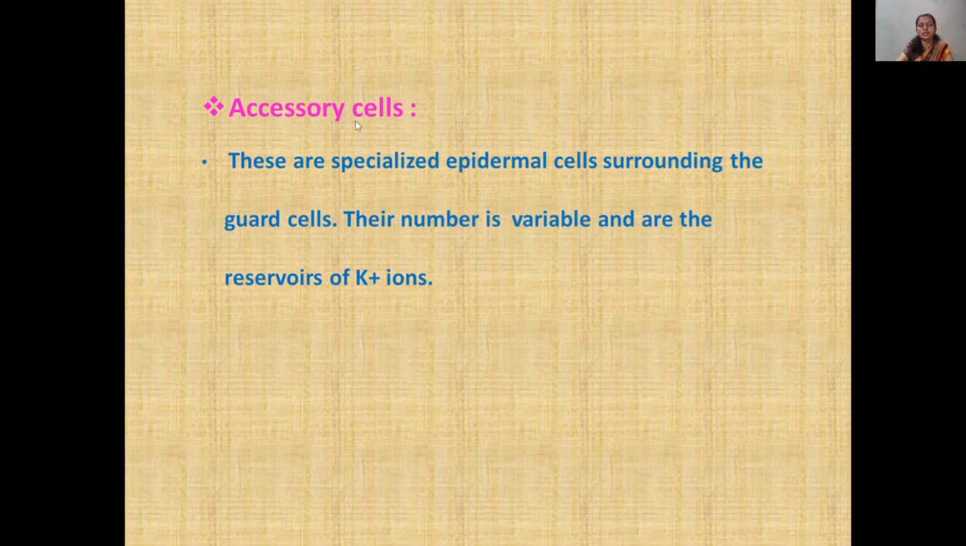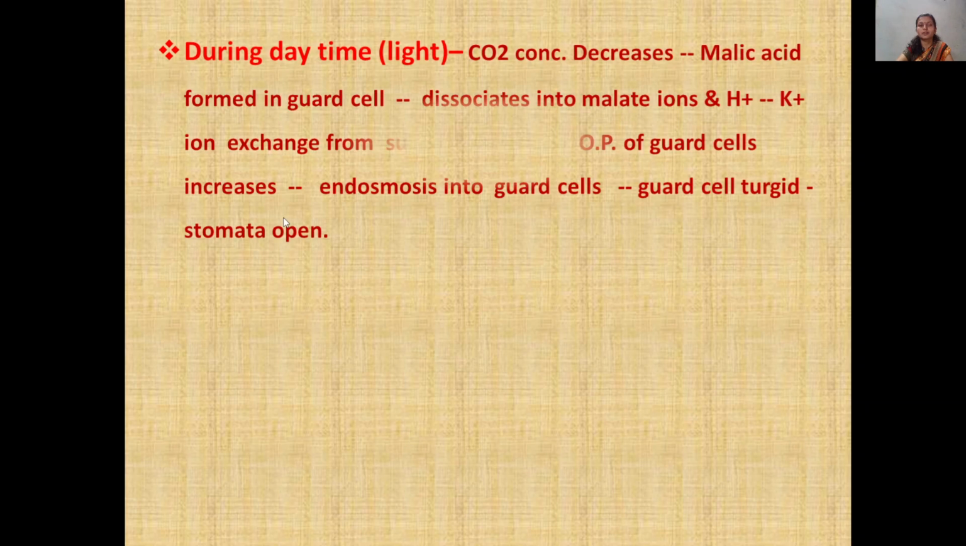The second cells are accessory cells. These are specialized epidermal cells surrounding the guard cells. Their number is variable and they are reservoirs of K+ ions, means potassium ions. Second, they are also called subsidiary cells. Go to the next slide.